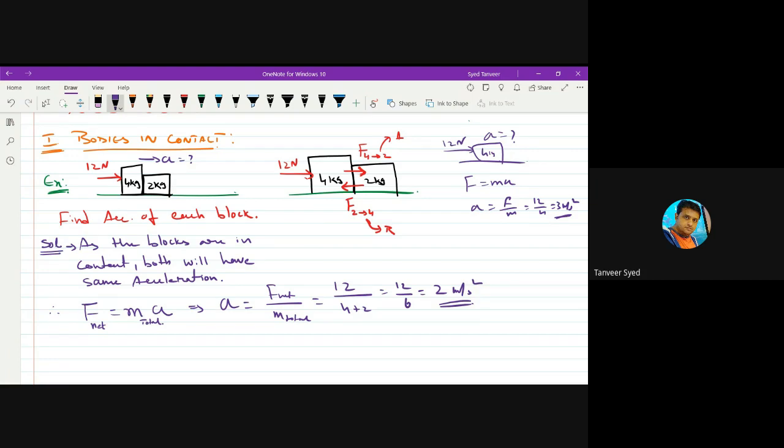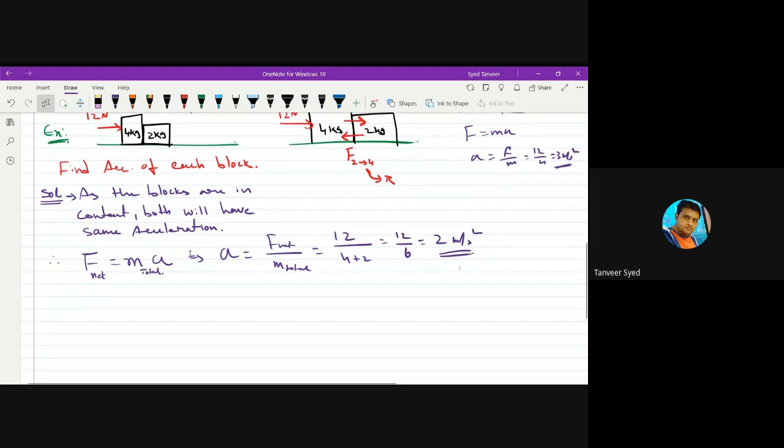Two blocks combined acceleration. And if I ask you what is the acceleration of 4 kg, it is the same, 2 meter per second square. Acceleration of 2 kg, 2 meter per second square, same thing because they are moving in contact with each other. Both the blocks will have the same acceleration, 2 meter per second square. Then suppose I want to find out what is the force acting on the 2 kg block.